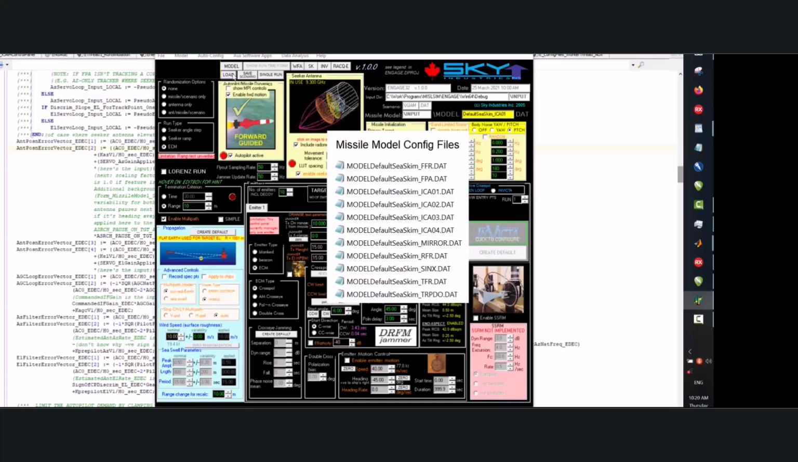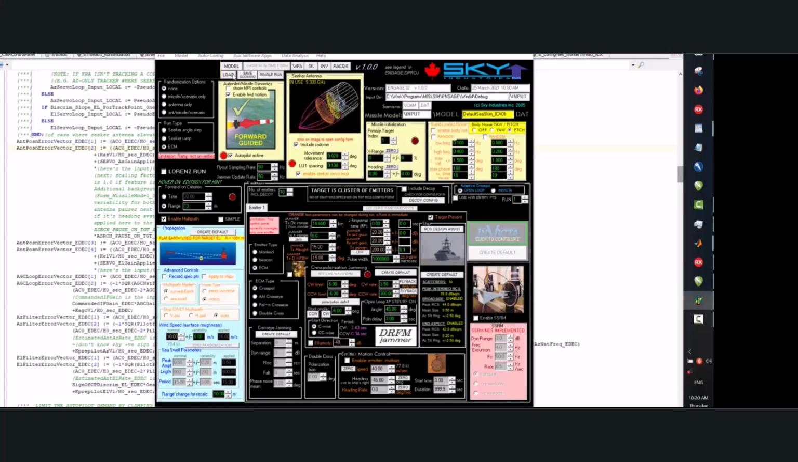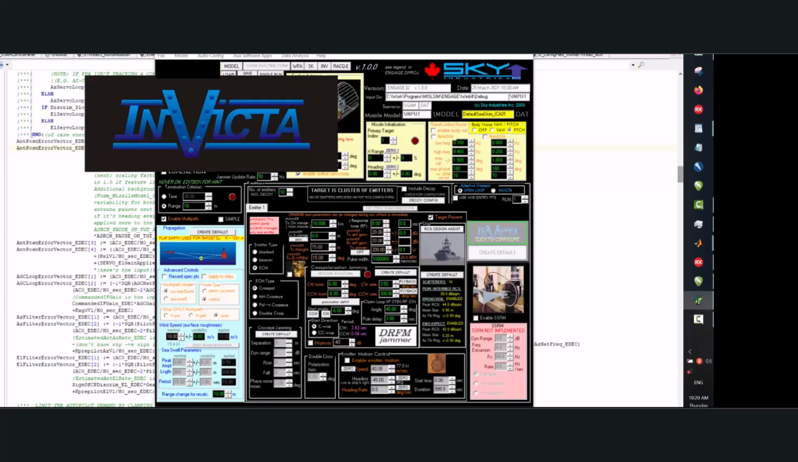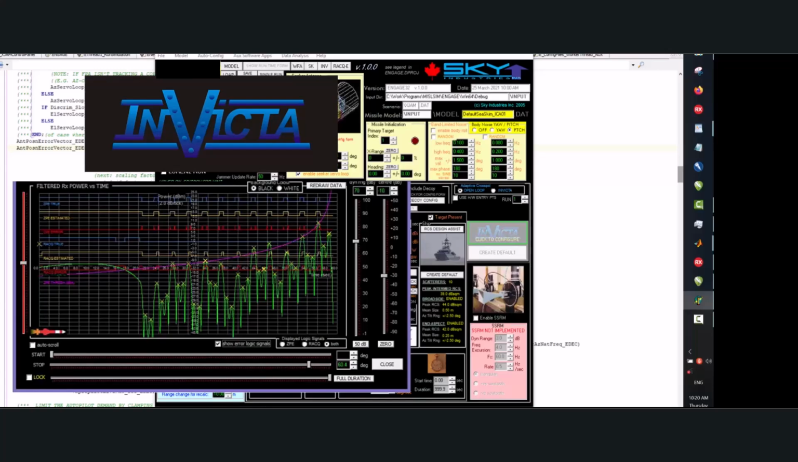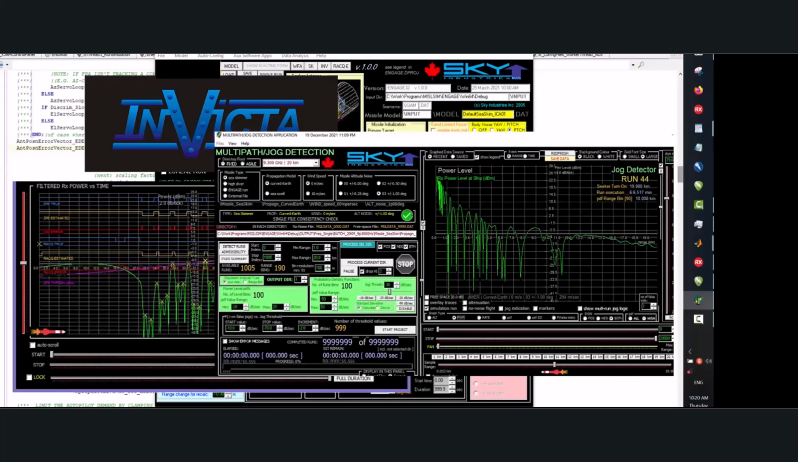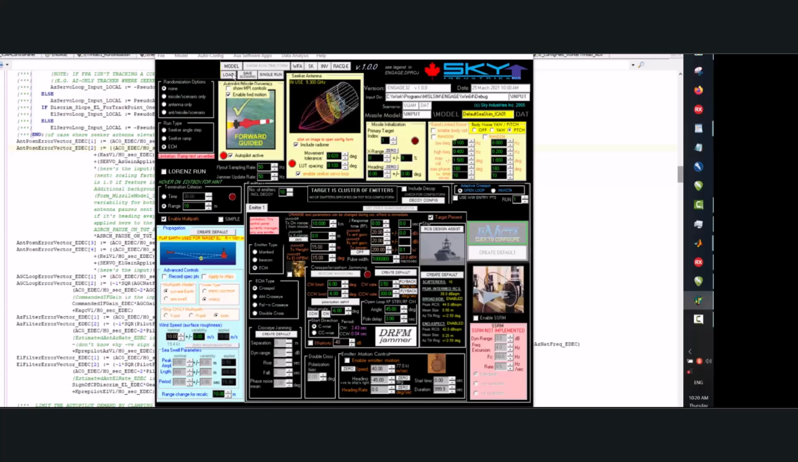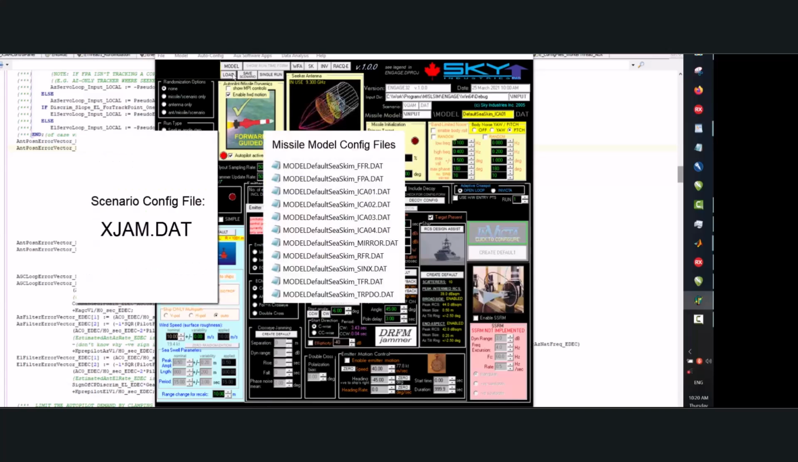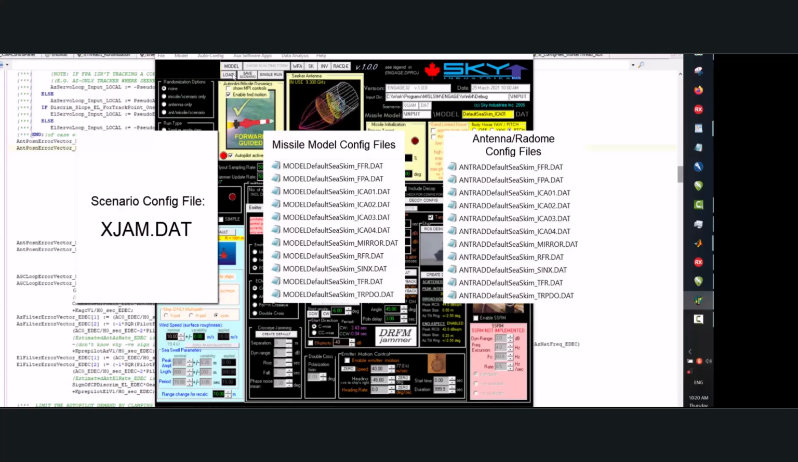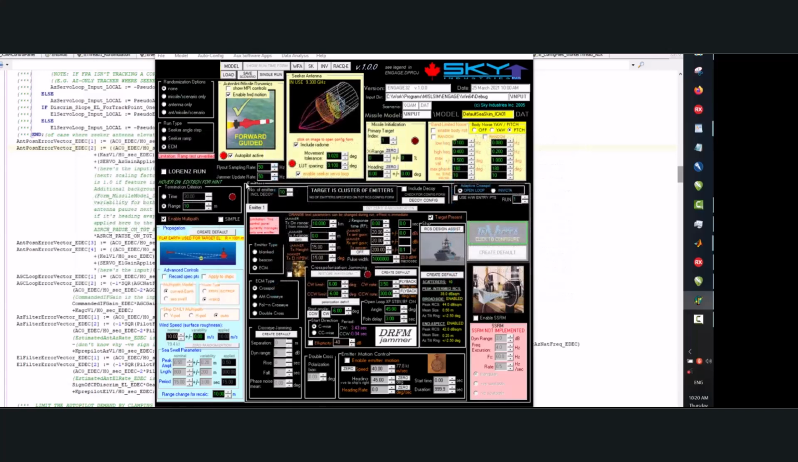Another one is a missile model, which has several names, but if you look in the input directory, you'll see the names there, missile model.dat kind of thing. And an antenna and radome configuration file. Those are the 3. And then there are some other files like a config file for Invicta and a config file for the reacquisition estimator and a config file for the passive range estimator. But the 3 main ones are the scenario, the missile, and the antenna and radome. So when I click load, that's what we see.